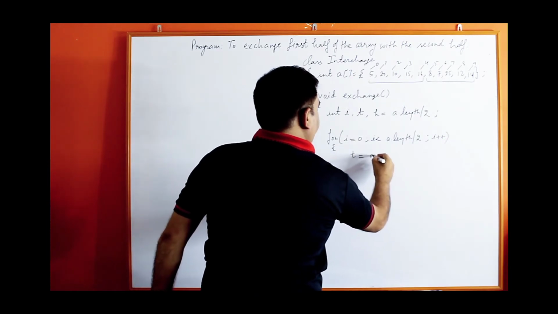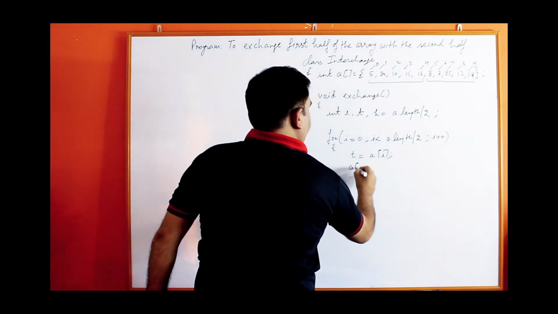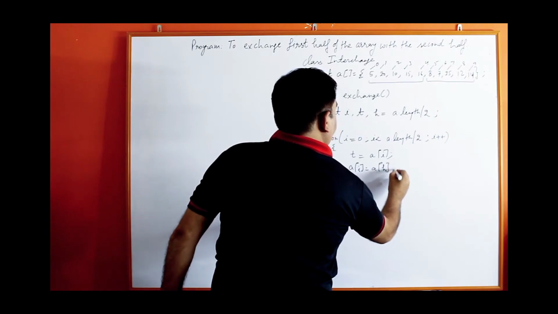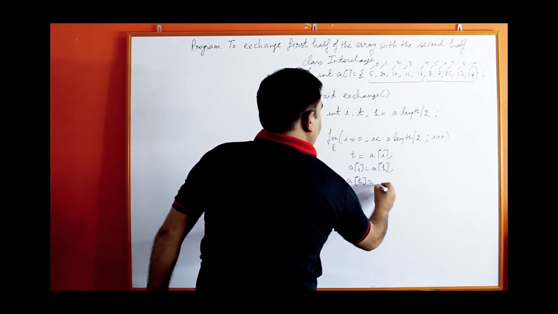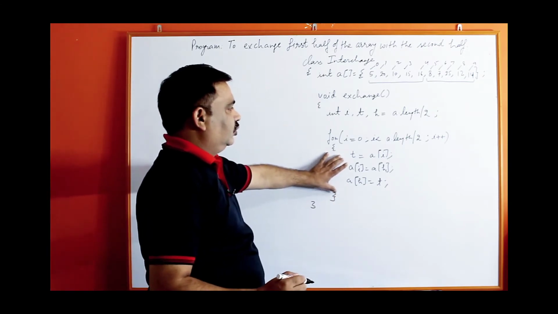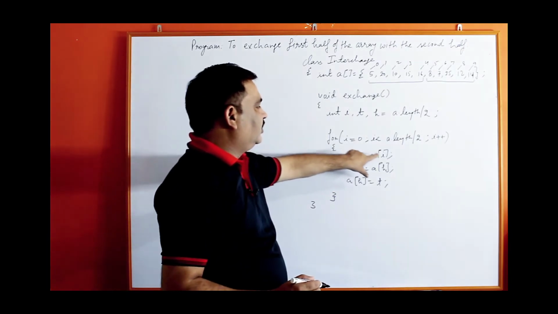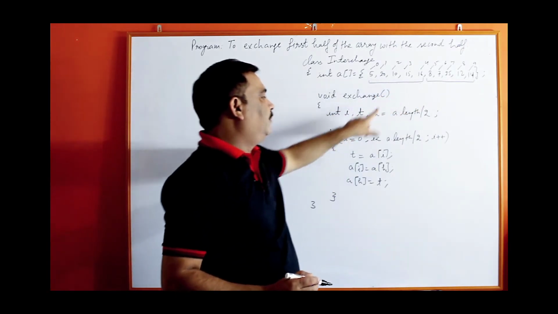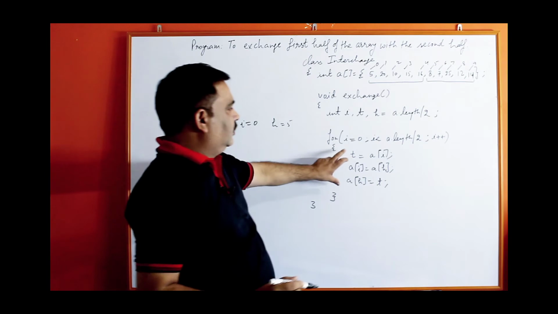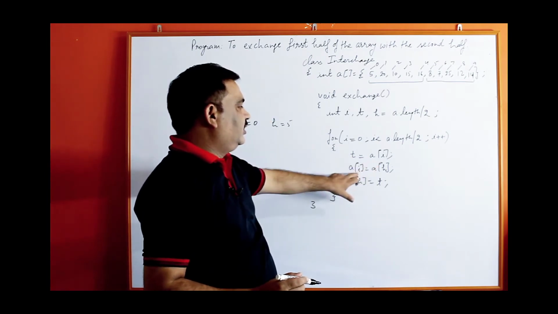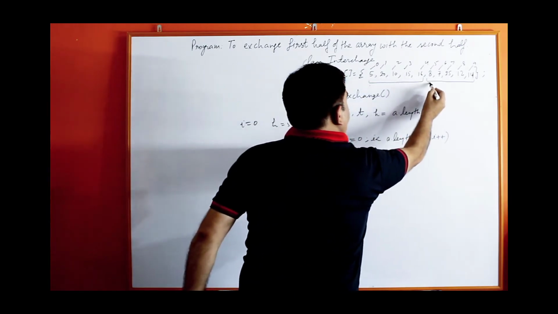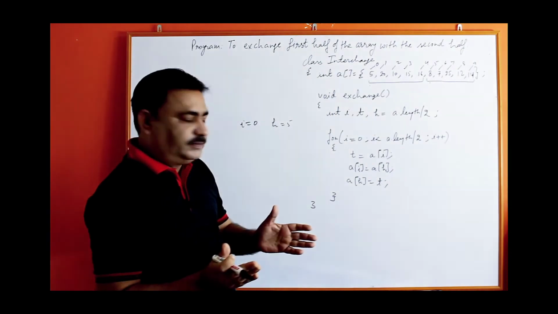and now exchange: t equal to a[i], a[i] equal to a[h], and a[h] equal to t. This is the swapping using a third variable. So try to understand the working. i is 0 and h is 5. According to the example, i is 0 and h is 5. So here t equal to a[0], a[0] equal to a[5], a[5] equal to t. It means 5 and 8 will be exchanged, swapped.